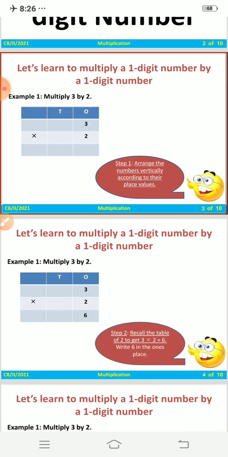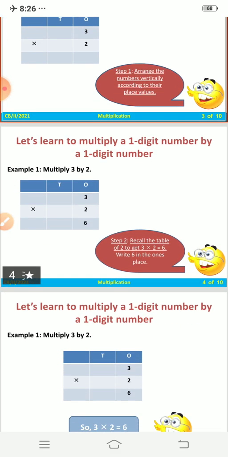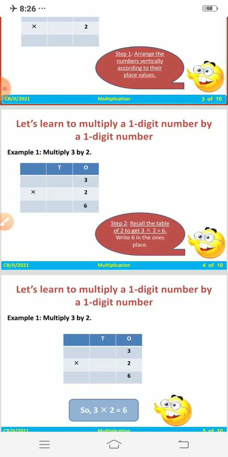So example 1 is multiply 3 by 2. So step 1 is arrange the numbers vertically according to their place value. So here if you can see, 3 and 2 both will come in the ones place, right? So step 1 is arrange the numbers vertically according to their place value. Second step is recall the table of 2 to get 3 into 2.